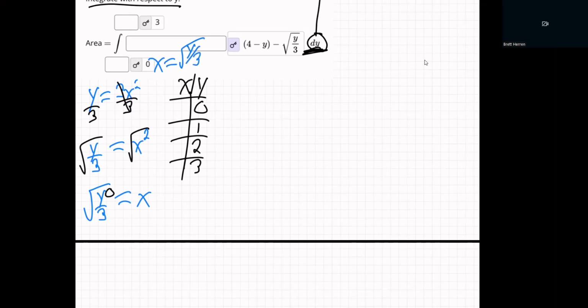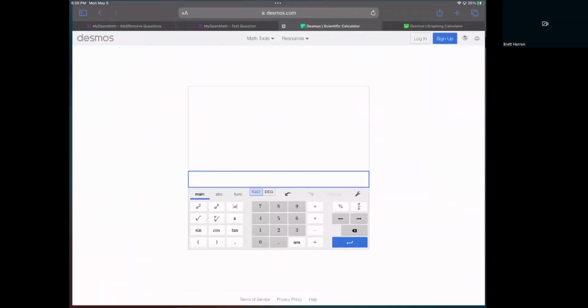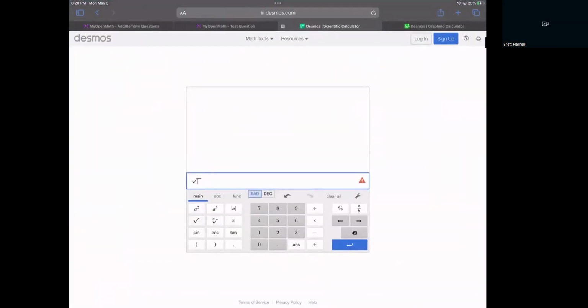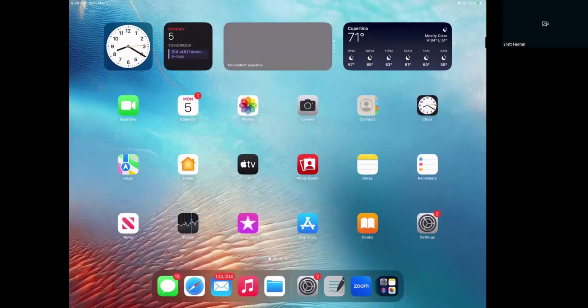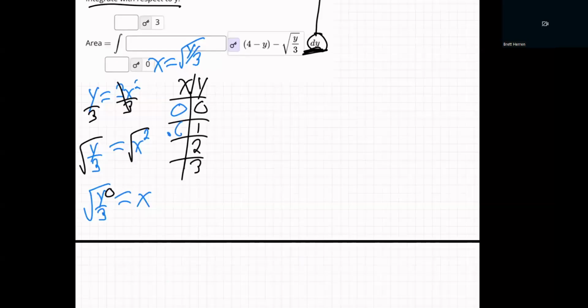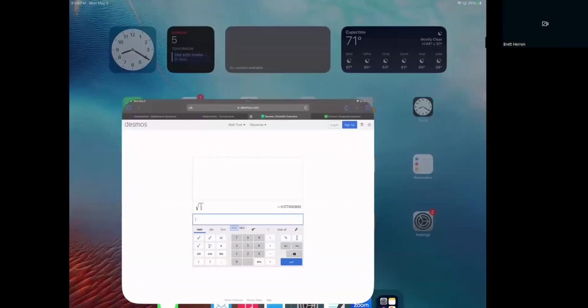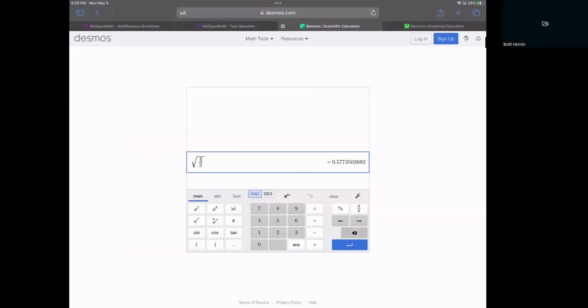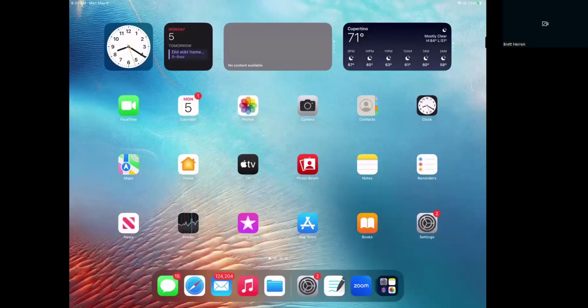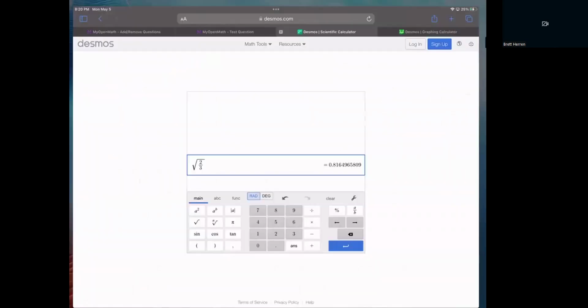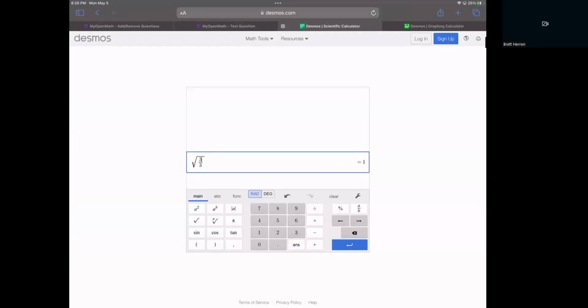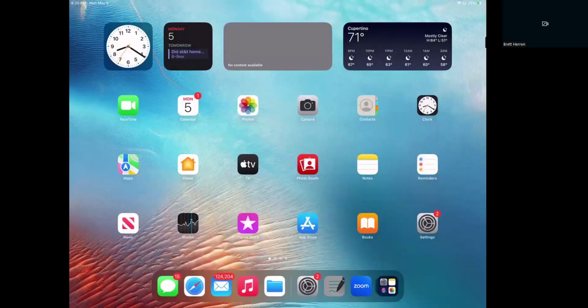Okay, so plug in a 0. Square root of 0 over 3 is just 0. Plug in a 1. I'll just go to Desmos. So it's going to be the square root of 1 over 3. What do we get? 0.58, so I just rounded to 0.6 just for graphing purposes. Plug in a 2 over 3. Just use Desmos. 2 over 3 is 0.8. Good enough. And plug in a 3. You can tell 3 over 3 is going to be 1, right? Square root of 1 is 1. So we got that.